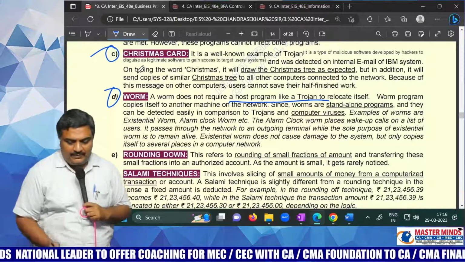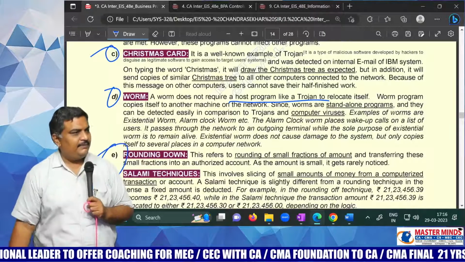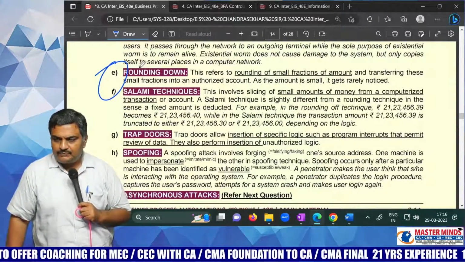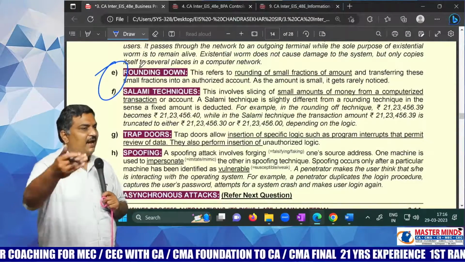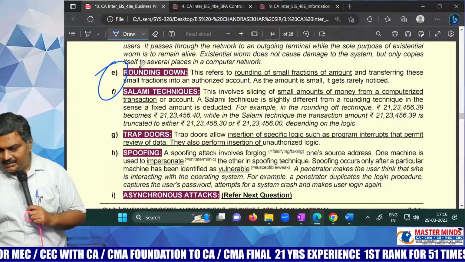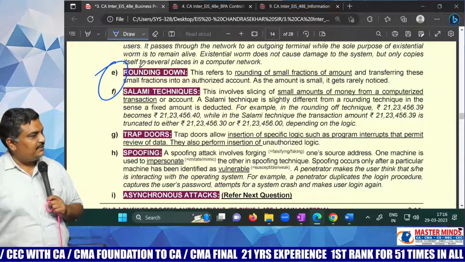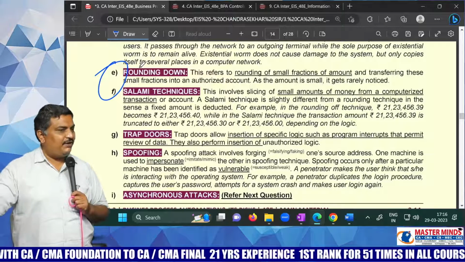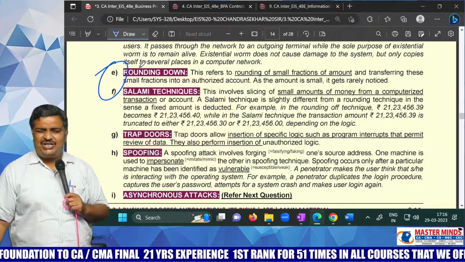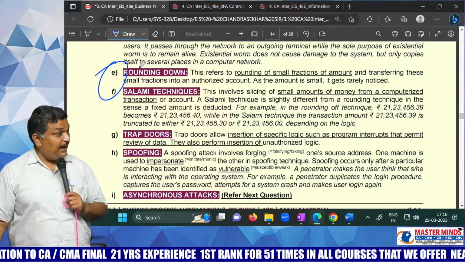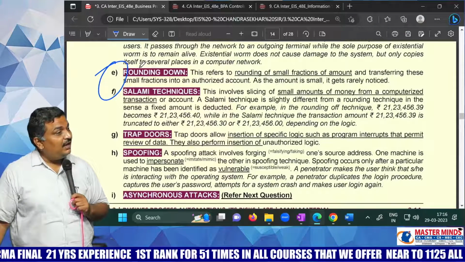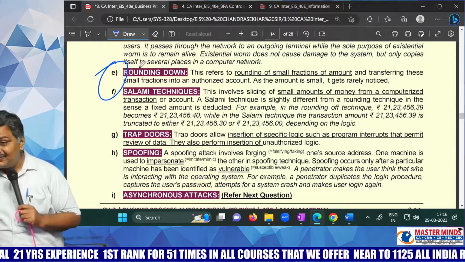Okay. Now, rounding down and salami techniques. This happens in the banking industry most of the time. How? If I ask you, or if you ask me, sir, what is the balance in your bank account? I can tell up to rupees. Not even rupees, I can tell up to hundreds. Some 4,500 I have, or I'll say 4,500 and change. Or can you say, in my bank account I have 4,523 rupees 74 paisa? Can you tell that 74 paisa also?